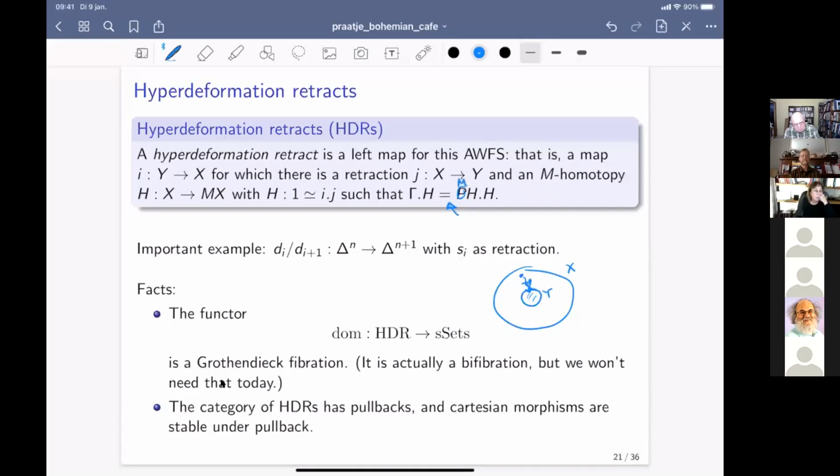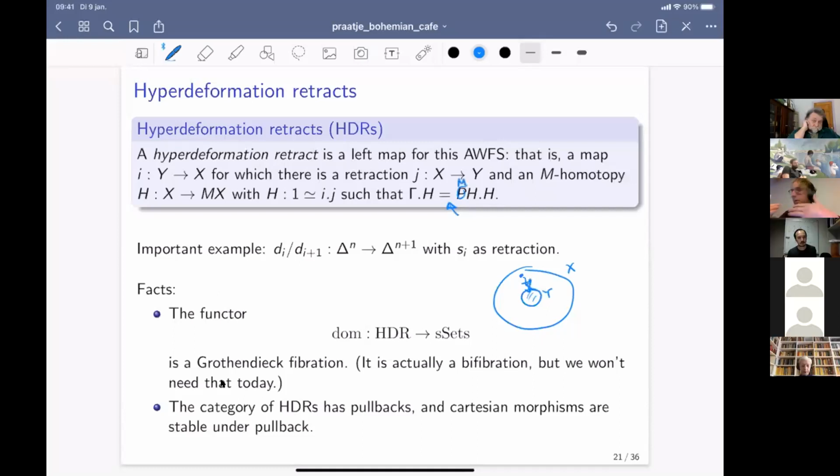Anyway, so these are deformation retracts, which are in a sense stronger than usual. That's why we call them hyperdeformation retracts, because of this extra condition that we have. Now, an important example of such hyperdeformation retracts are the face maps.